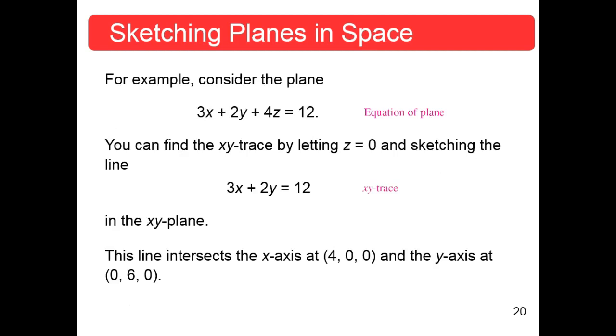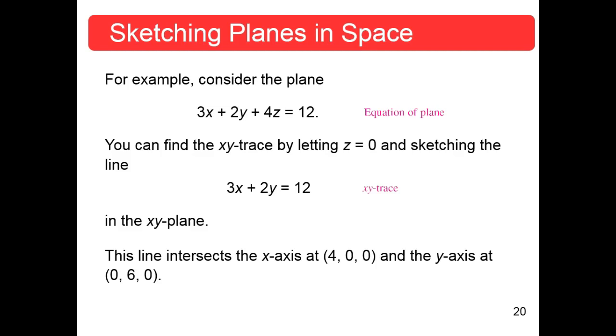Here's a plane. 3x plus 2y plus 4z is equal to 12. Remember when I said I like to write them in that form? Earlier they were saying 3x plus 2y plus 4z minus 12 is equal to 0. And I said, frankly, I like writing the constant on the other side. And that's exactly what they're doing now. Why they did it before, I'm not sure.